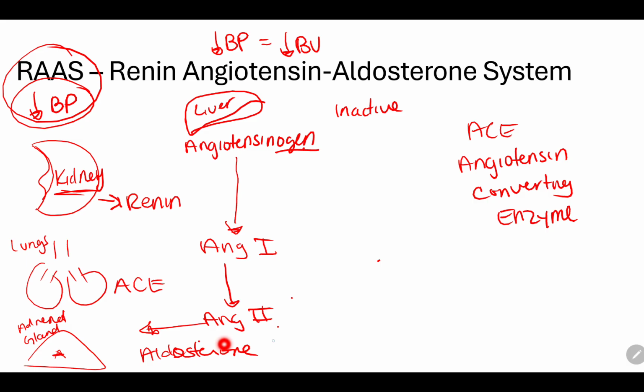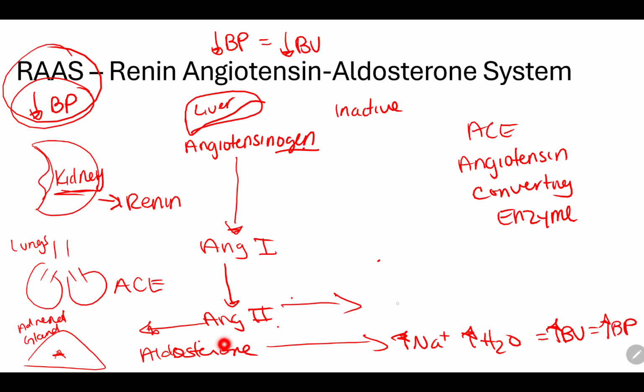If we stimulate the release of aldosterone, let's look at this. You increase your sodium reabsorption in your kidneys. Thus, you're going to increase your water reabsorption. And if you increase your water reabsorption, you're going to increase your blood volume, which means you're going to increase your blood pressure, right? Angiotensin 2 is a powerful vasoconstrictor, so that increases blood pressure as well.